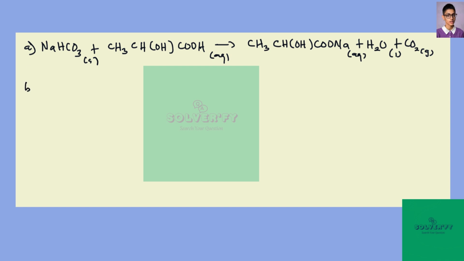Question B said the density of baking soda is 2.16. So the density of NaHCO3 is 2.16 gram per cubic centimeter. So we have to calculate the concentration of lactic acid in 1 cup of sour milk in units of mole per liter.